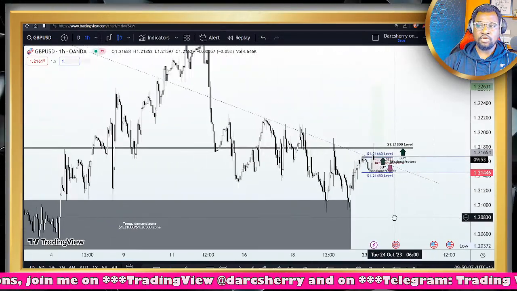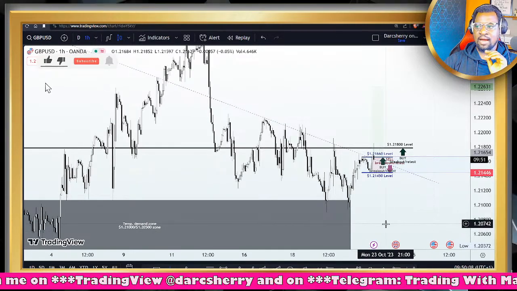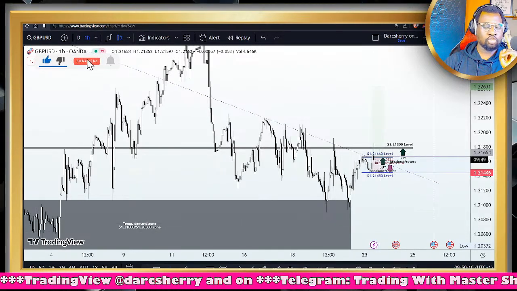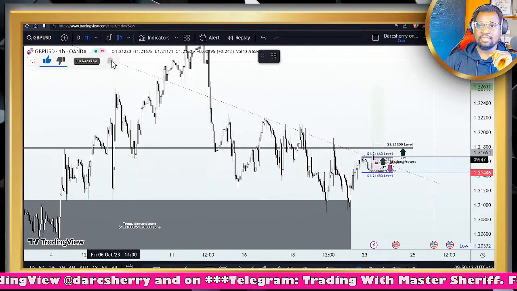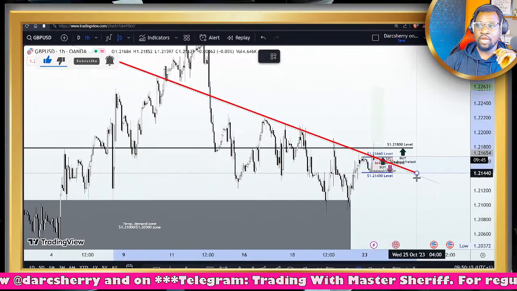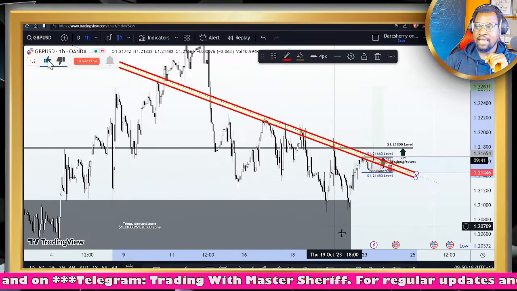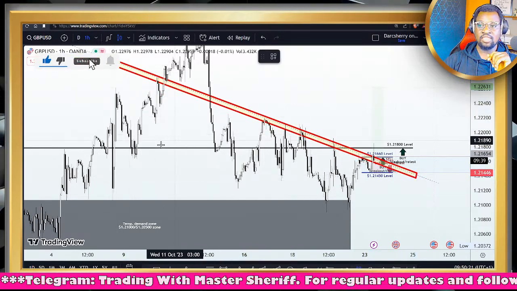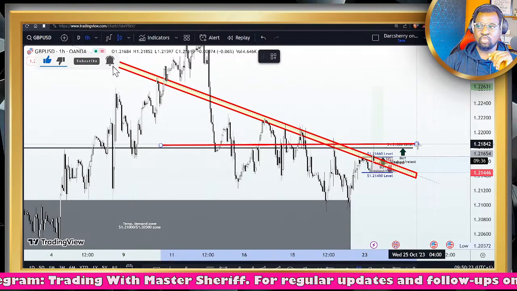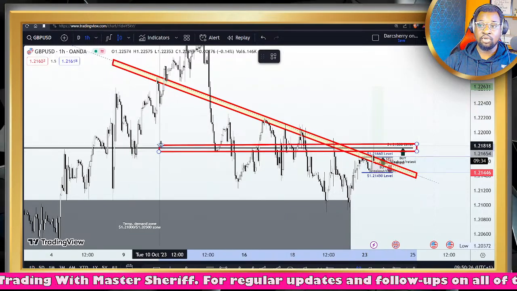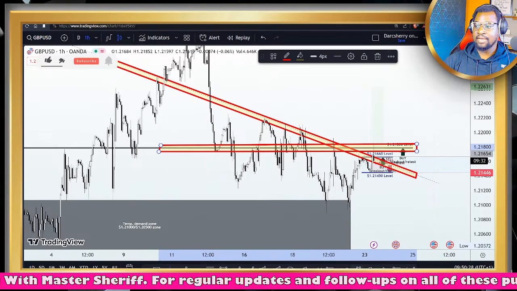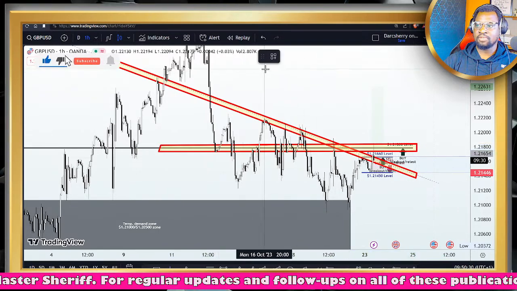Now, in my video on the GBPUSD, I laid emphasis on two structures here. The first one is this descending trend line, which we are going to be using to guide our decisions for this week. And secondly is the 1.21800 area, which appears to be the neckline of a potential reversal pattern that we identified here. So let me give you a visual representation.